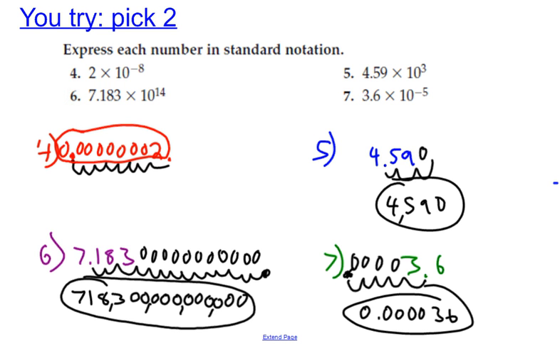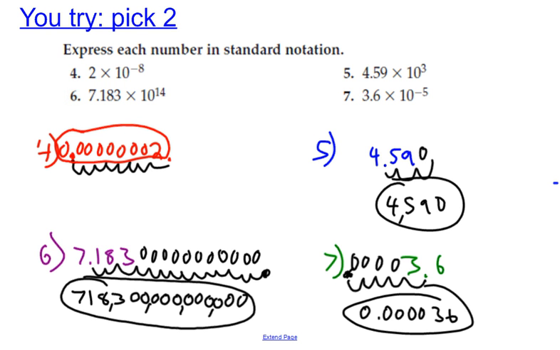Alright, so you can look at each of them. Number 4, since it was a negative exponent for the power of 10, I would take the 2 and put the decimal after it, and then move the decimal 8 to the left. So I end up getting 0.00000002. Number 5, it's a positive power of 10, so I move it 3 places to the right, so I end up just getting 4,590.